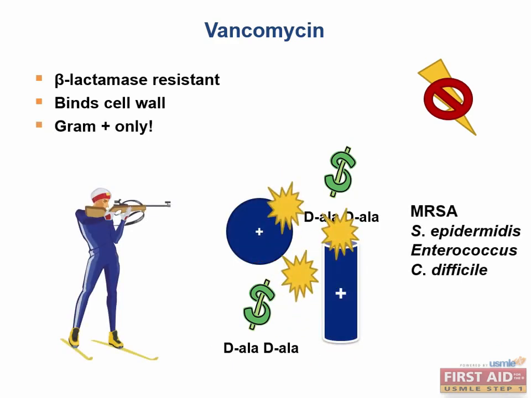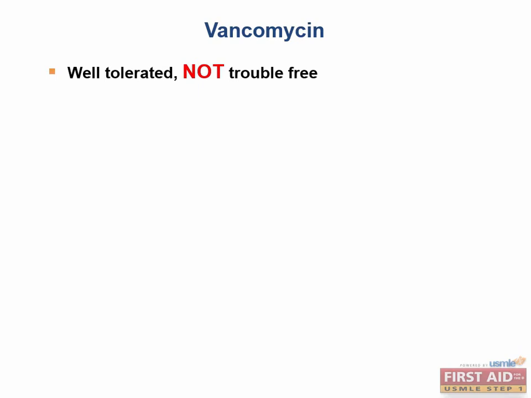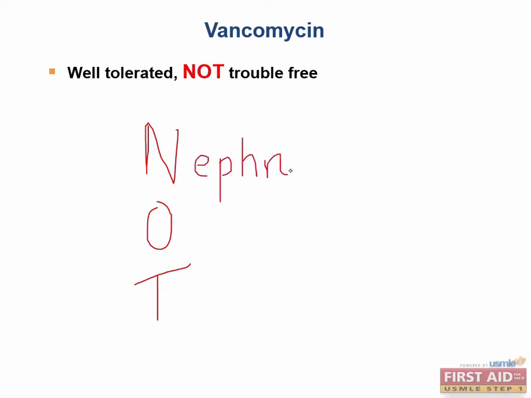It is particularly effective against MRSA, Staph epidermidis, Enterococcus, and C. difficile. The most high-yield portion of this drug is to know that it is effective against MRSA. Vancomycin is well tolerated and it is widely used. However, it is not trouble-free. The main toxicities associated with vancomycin include nephrotoxicity, ototoxicity, and thrombophlebitis. Do you know what thrombophlebitis is?